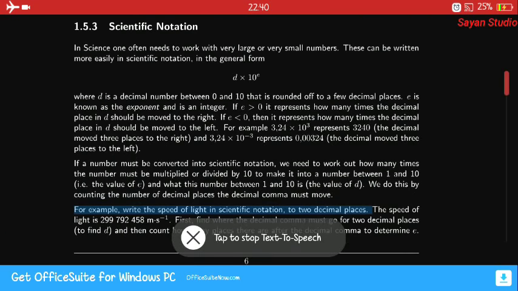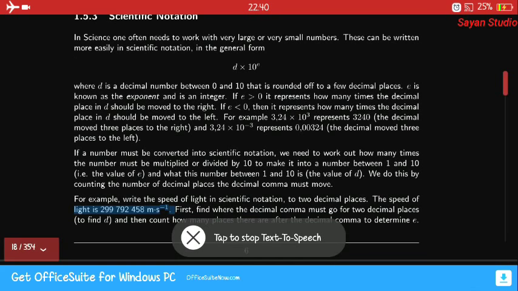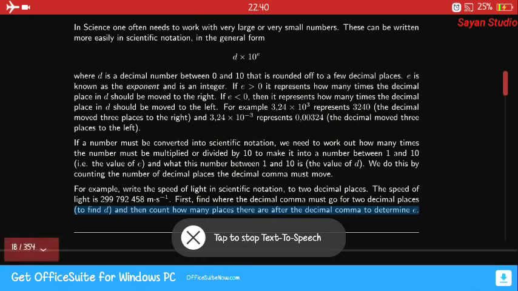For example, write the speed of light in scientific notation to 2 decimal places. The speed of light is 299,792,458 m·s^-1. First, find where the decimal comma must go for 2 decimal places to find d, and then count how many places there are after the decimal comma to determine e.